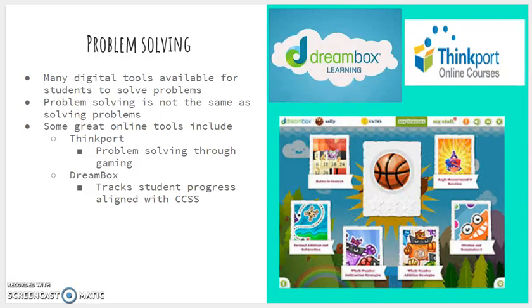So on the right side, I have the pictures of Dreambox and Thinkport, and I also have an image of a sample page of a student who was signed in, and these are the kind of games they have on their page to play to help them practice those concepts they are learning.